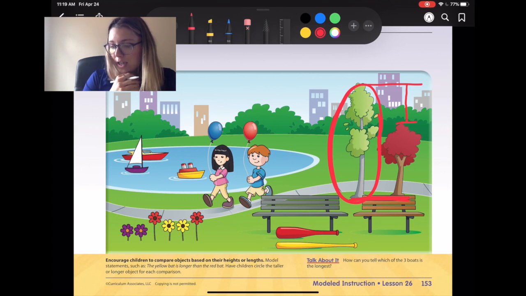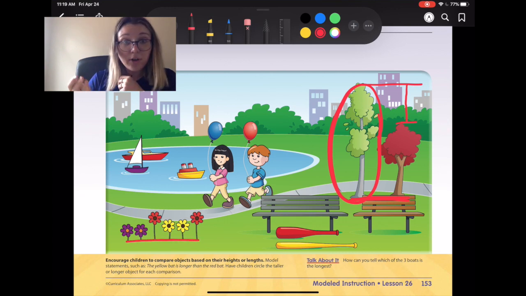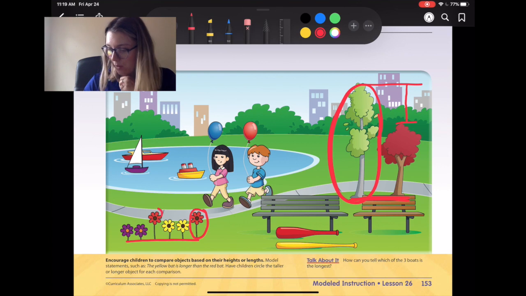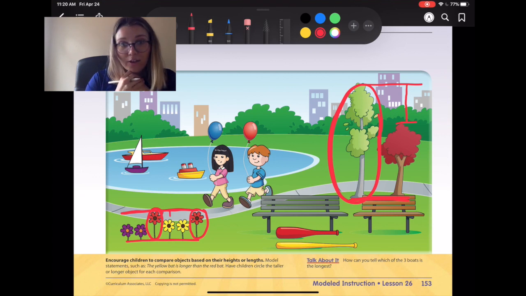Okay. And what about the flowers down here? They're all on the same floor, so we know that they're all lined up. Which flowers are taller? The red flowers. This red flower is taller than that yellow flower. What about here? This red flower is taller than the yellow flower and taller than the purple flower.